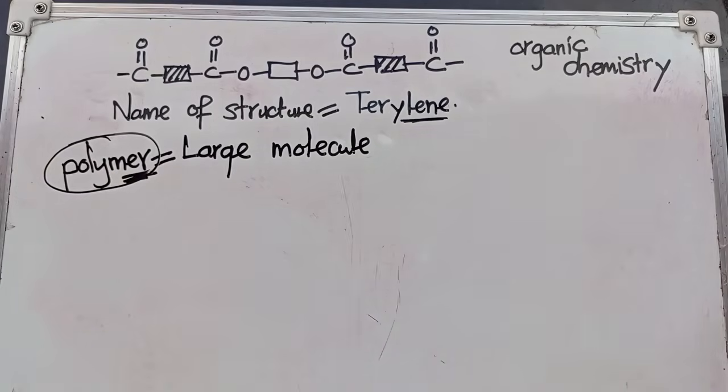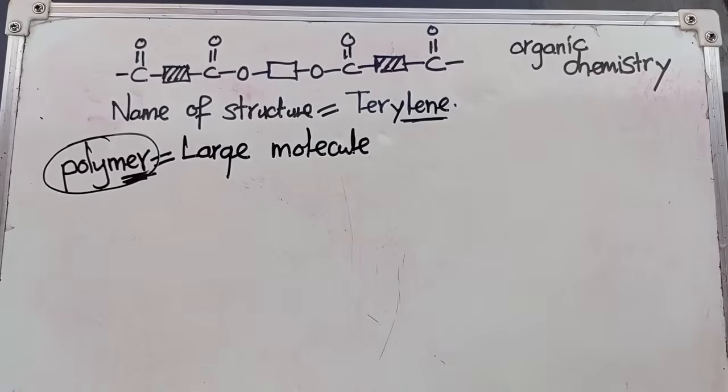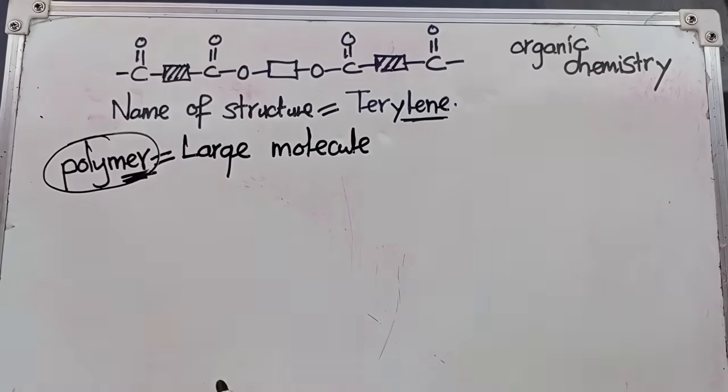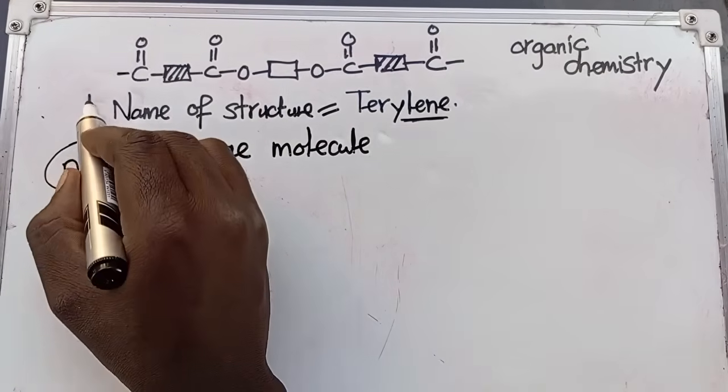And the process of joining these small monomers to form a large molecule, that particular topic is what we get to call polymerization. So it is called polymerization, the process of joining these small units of monomers to form a large molecule. So I posed a question here. This can be question number 1.